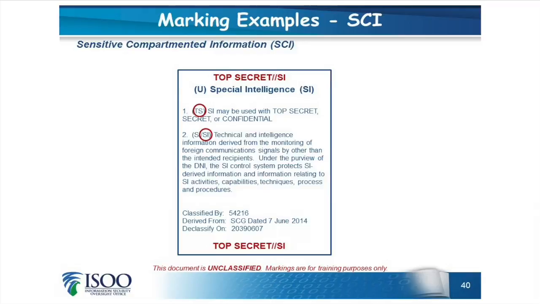The intelligence community is required to follow the basic marking requirements outlined in EO 13526 and 32 CFR 2001, but they establish additional marking requirements for SCI specifically. Remember, if you are required to handle SCI material, you must be read into the applicable programs through your SSO.